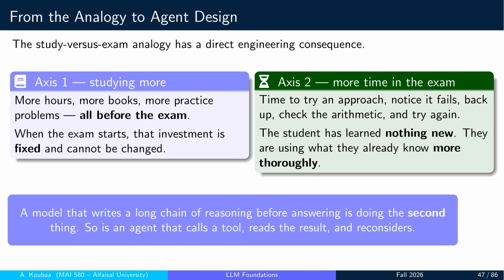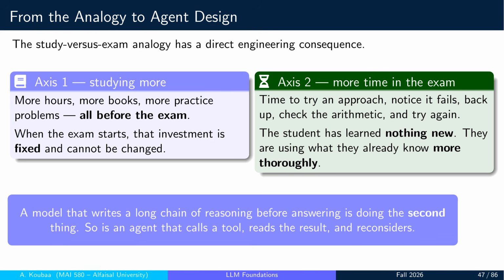Time to try an approach, notice that it fails, back up, check the arithmetic, and try again. Notice the sentence in the second column. The student has learned nothing new. They are using what they already know more thoroughly. Now, the line at the bottom, which connects this to what you will build.